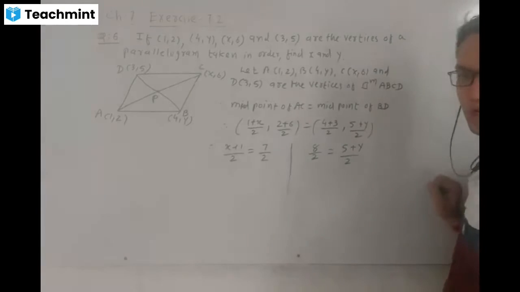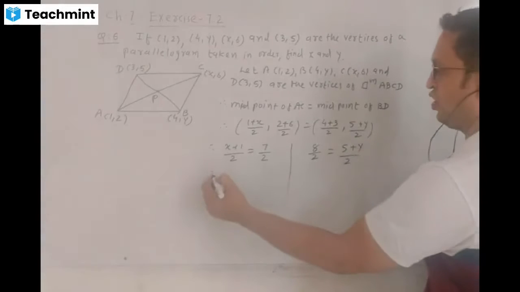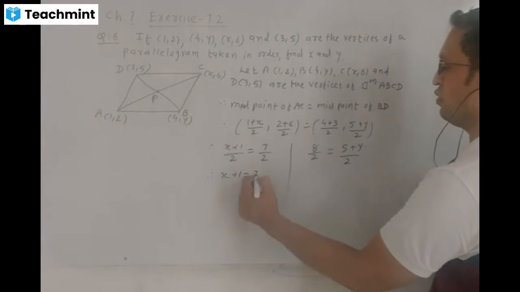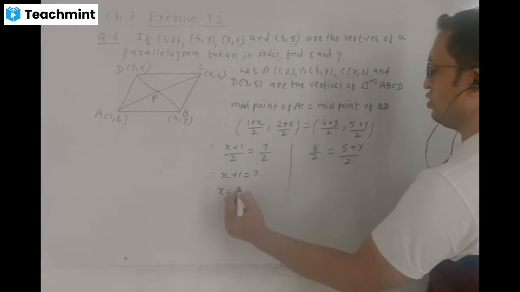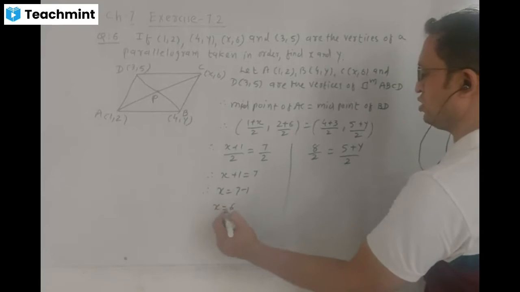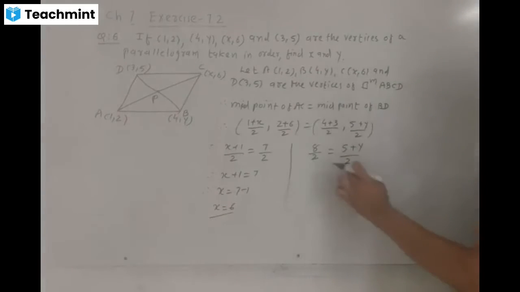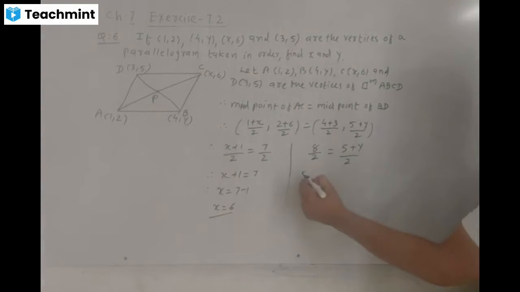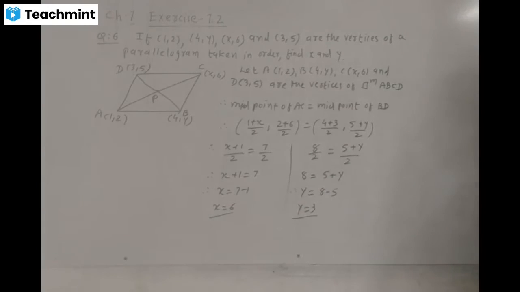Here both denominators are the same. Therefore, x plus 1 is equal to 7. Therefore, x is equal to 7 minus 1, x is equal to 6. And here the 2 will be cancelled out. 8 is equal to 5 plus y. Therefore, y is equal to 8 minus 5, y is equal to 3. Therefore, x is 6 and y is equal to 3. Okay?